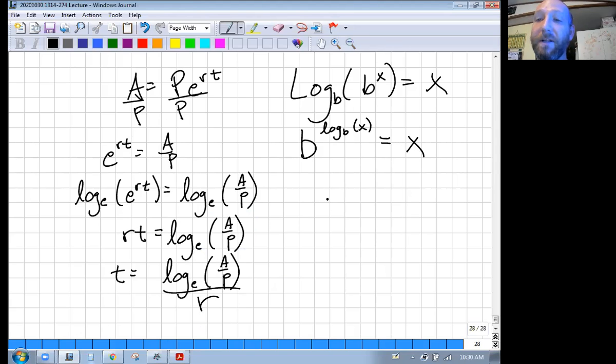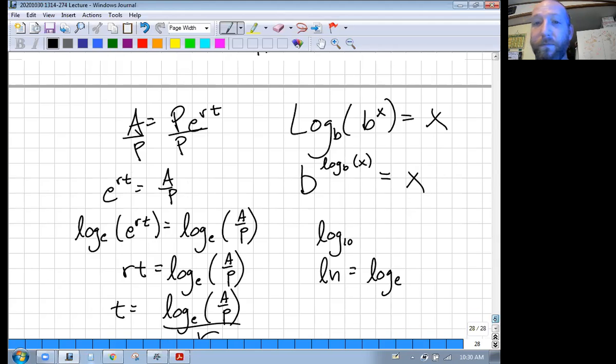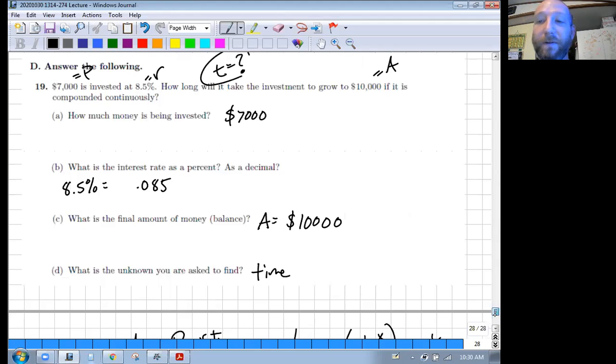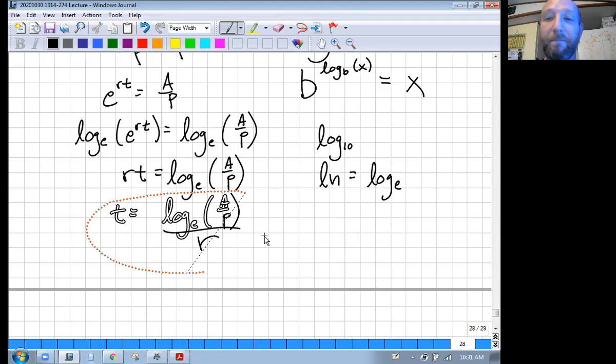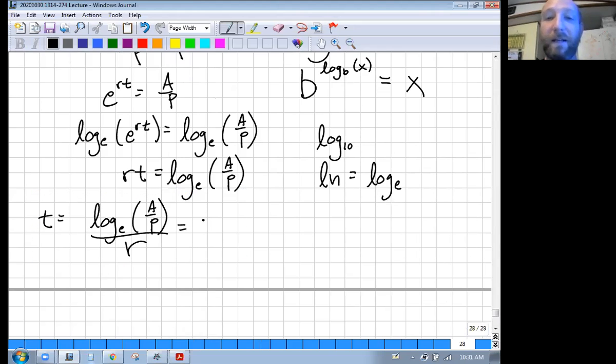Now, your calculator has two buttons. It has a log base 10 button, and it has this, ln. ln is the natural log, or log base e. Remember that e was called the natural base for exponentials? Well, the natural log is ln on your calculator. So if we want to figure this out, we have our formula for our time. So we need log base e, also known as ln.